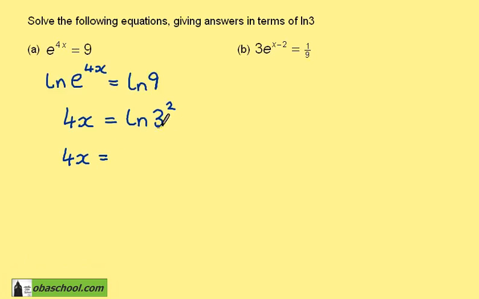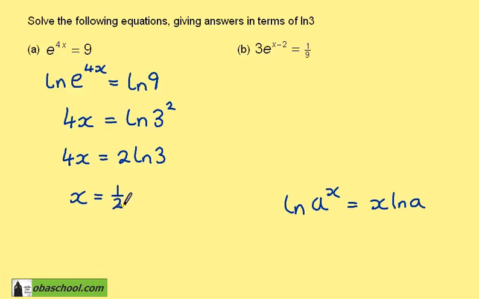4x is going to be equal to, looking at this, we can use the log law that log of a to the power x is equal to x times the log of a. So this will become 2 log 3. Divide both sides by 4, and we get x is 1/2 log 3.